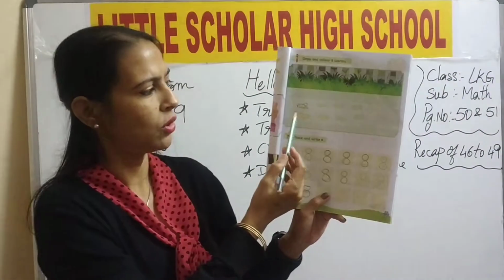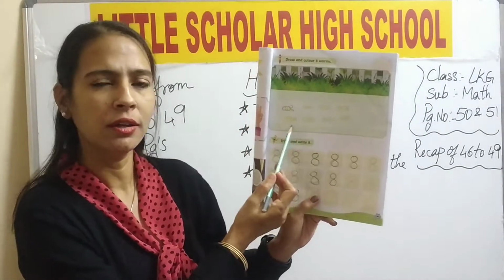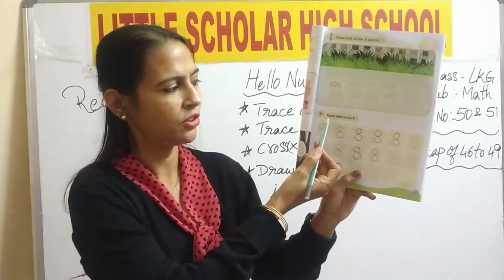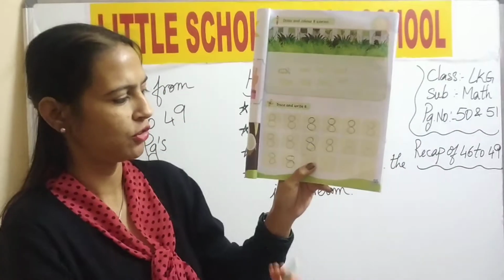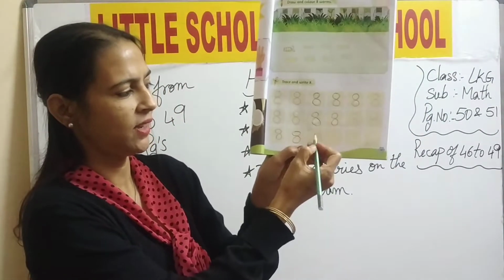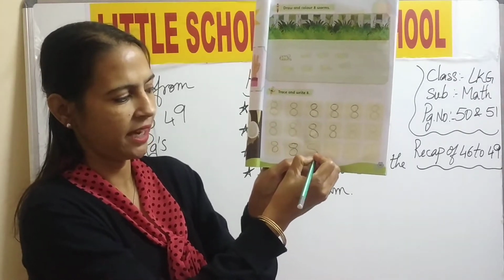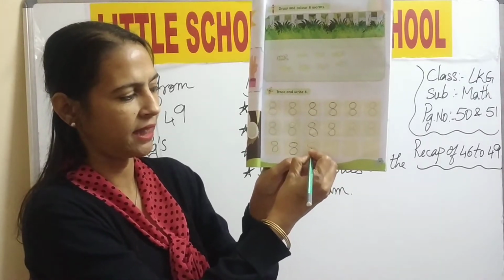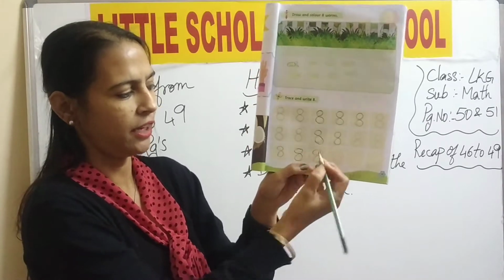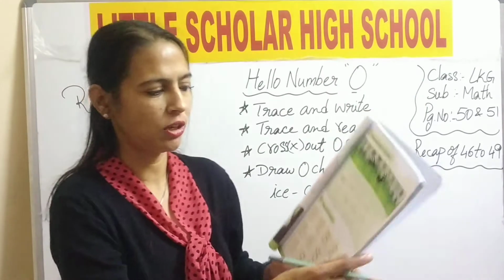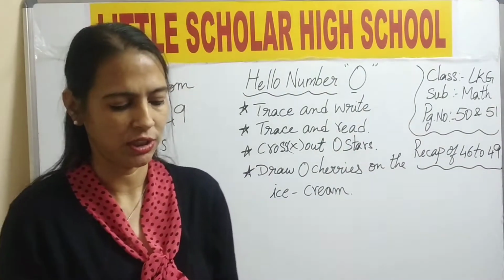So, how many worms did we draw? 8 worms. And then what was the last one we did? Trace and write 8. So, how do we write it? Once again, we'll do it over here. Turn for S and again go up and then turn 8. I hope you have all completed this page number 46 and 47.